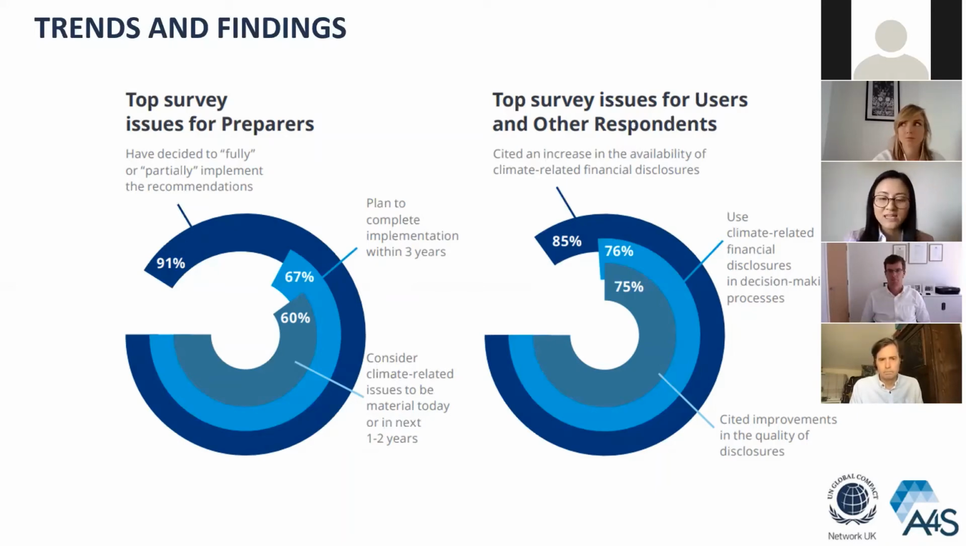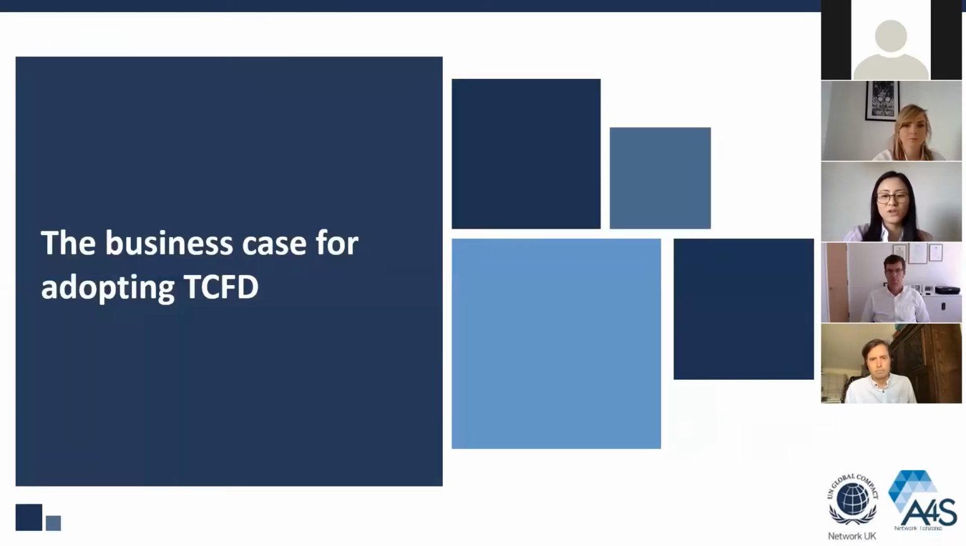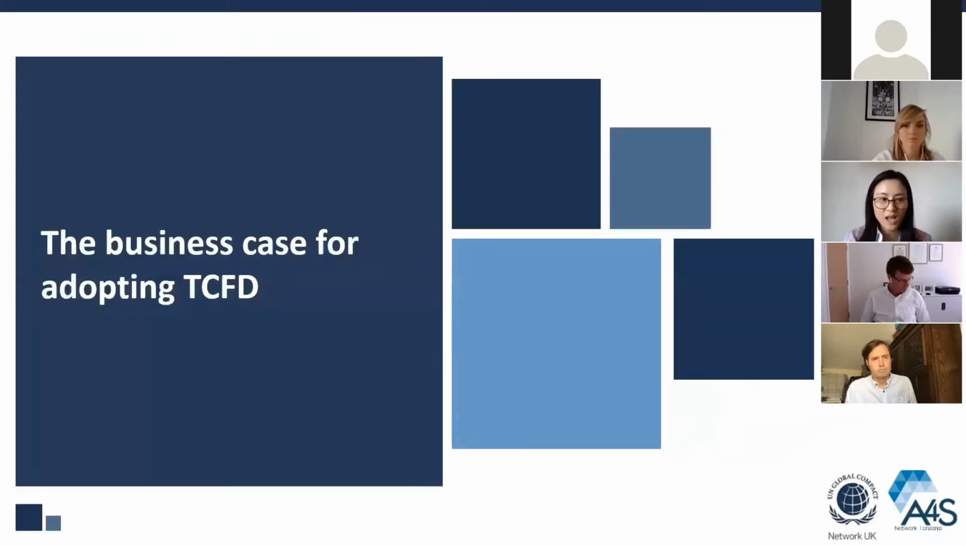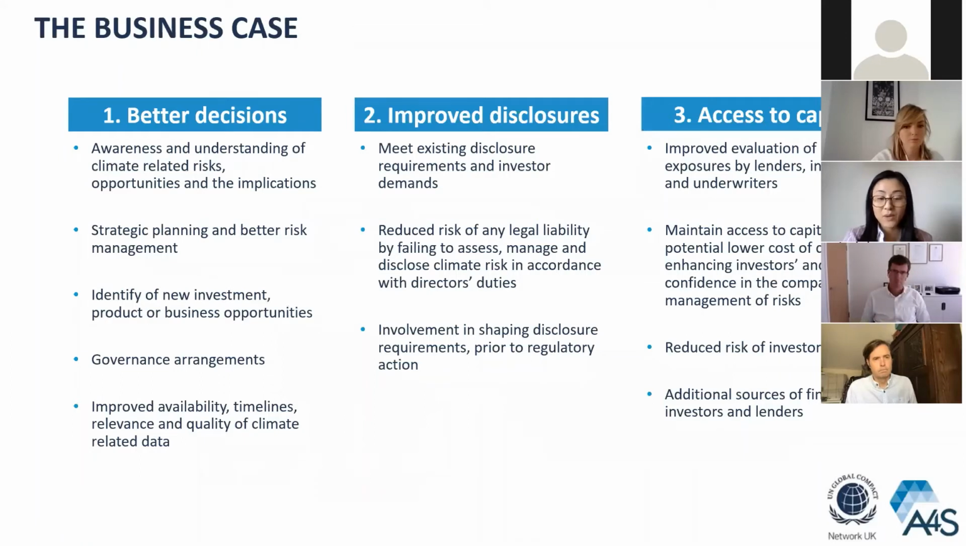So after looking at these trends and findings, I just want to summarize for you the benefits of implementing TCFD for companies. So they will help you to make better decisions because you will have better awareness and understanding of climate risk opportunities and the implications for your company. You will start looking at climate risk in your strategic planning and risk management, and you also start to have governance arrangements in place to address these. So this will all lead to better decision making.